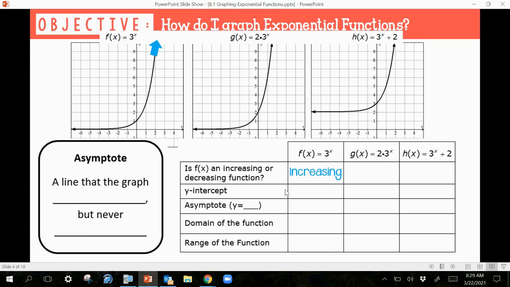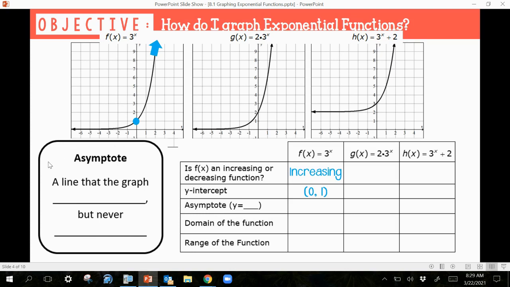The y-intercept, remember the y-intercept's where it crosses the y-axis, the vertical axis, so right here at 1. So when we write the y-intercept, we write it as an ordered pair, 0, 1. Now here's a new word for the day, asymptote, okay? And so we're going to go over to this box over here to define our new word.